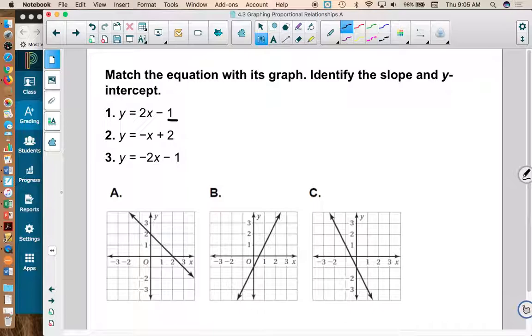Do I have 2 graphs where the y-intercept is negative 1? Do you agree? B and C. Okay? Look at the slope. What is the slope in this one? 2. And it's a positive 2. I have 2 graphs. Both have a y-intercept equals negative 1. But are both lines a positive line? No. Which one is the y equals 2x minus 1? Which one is it going to be? Madison? B.